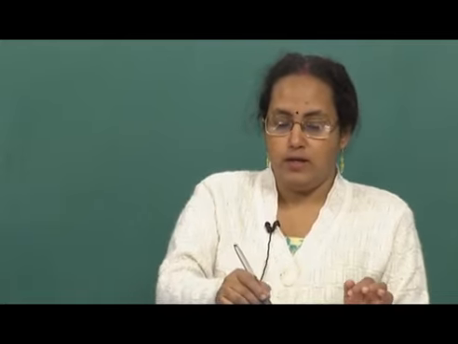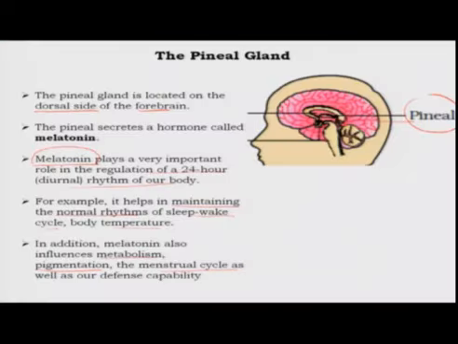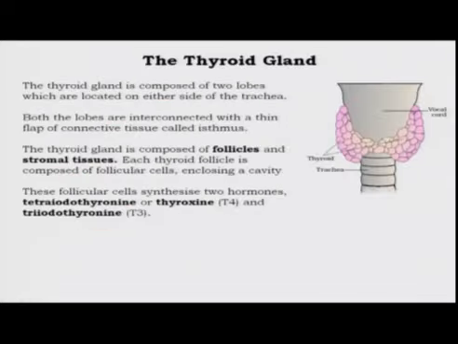So, the melatonin name comes from melanin, which is the pigment that is present in our skin, right. The menstrual cycle as well as our defense capability in the form of our immune system are all regulated by melatonin. So, with this we move on to the next endocrine gland, which is the thyroid gland.